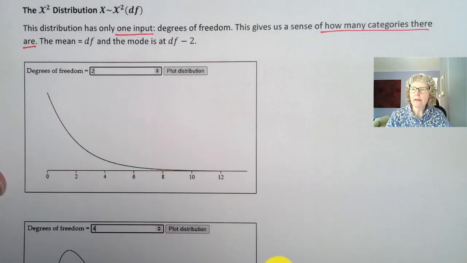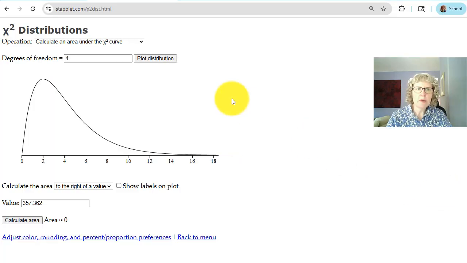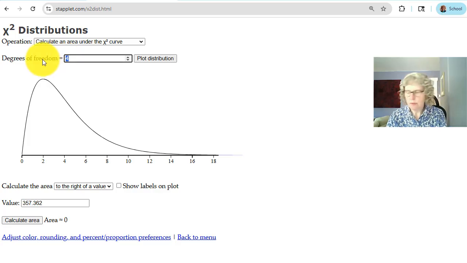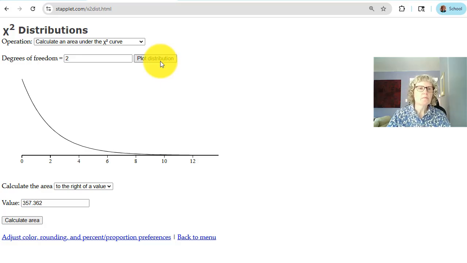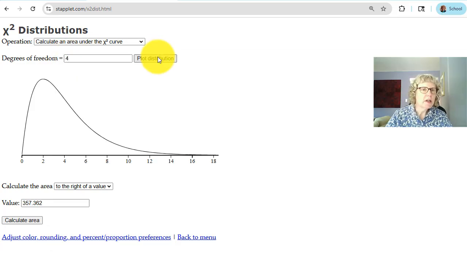And let's look at different degrees of freedom. So if I go back to this, and I want to match this next graph, so I want to put degrees of freedom 2. Let's see what that looks like. Interesting, huh? So that mode is right at 0. The tallest point is at 0, and it comes down about 10. The next graph I have is 4. So you can kind of just play around with this, and that's the one we had before.